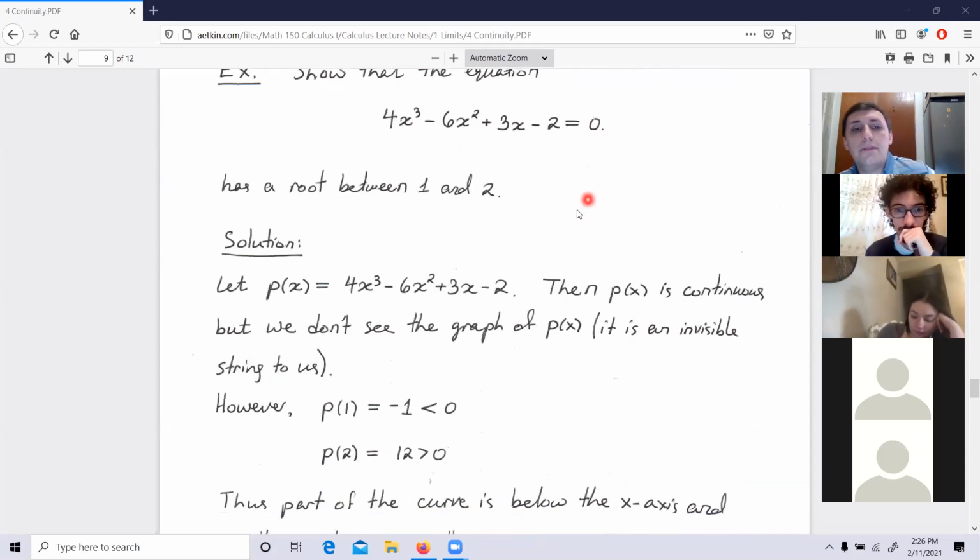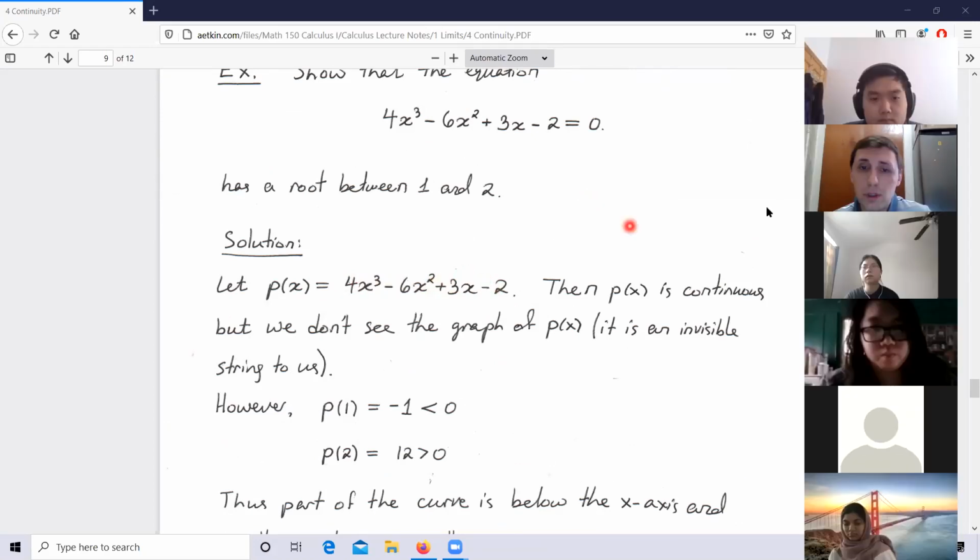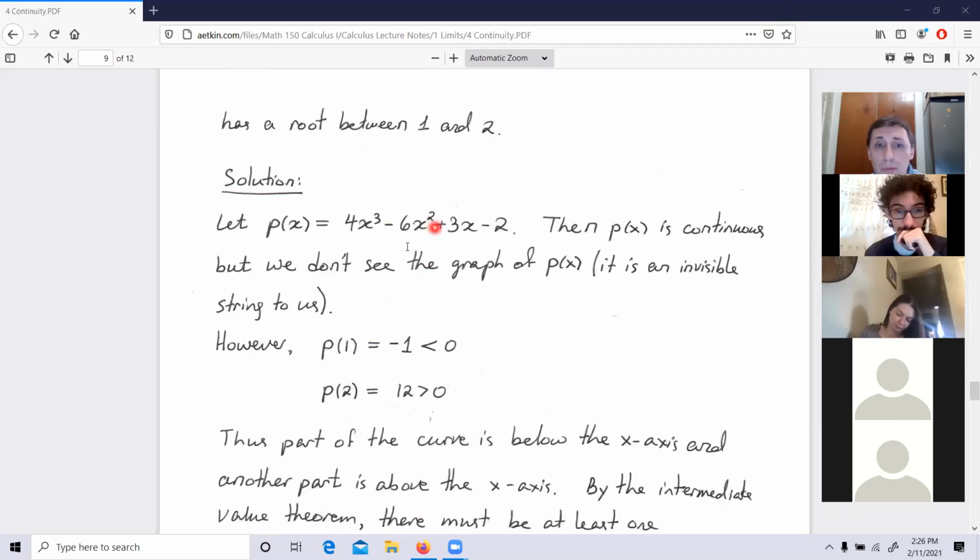So I can define the function p of x equal 4x cubed minus 6x squared plus 3x minus 2. It's a polynomial. And now I know that polynomials are continuous, which means even if I don't bother drawing its graph, I know its graph is going to be an intact curve. It's going to be one string intact. Can you see that, guys? That's what we were talking about. Continuity is the idea that if we know the function is continuous, it means that its graph is intact. Good. So the thing is, I do not draw it, so I don't know how the graph looks.